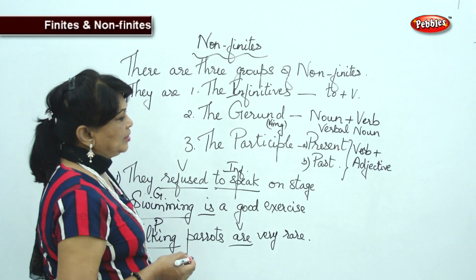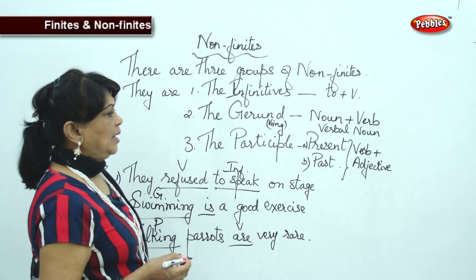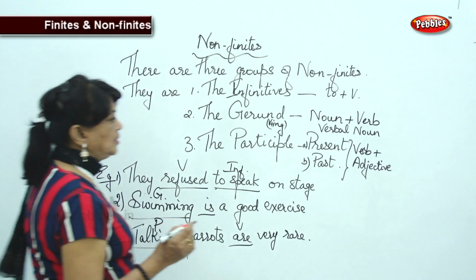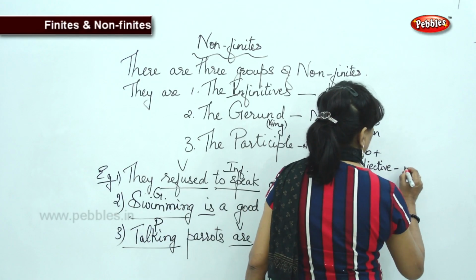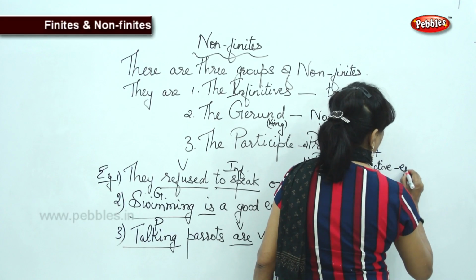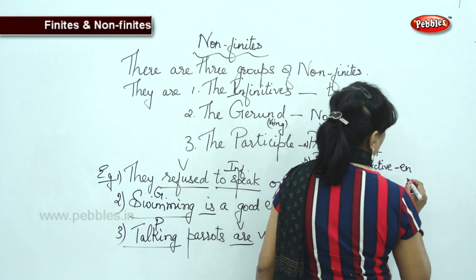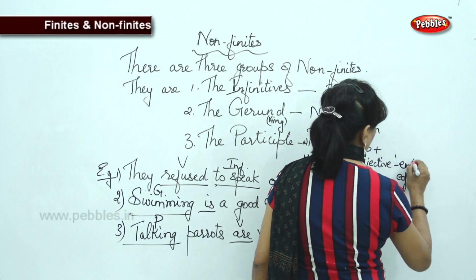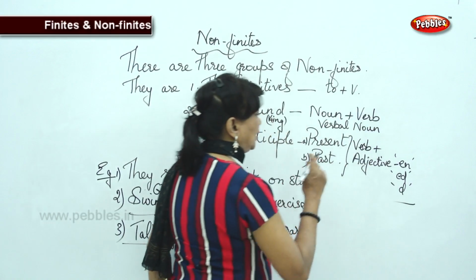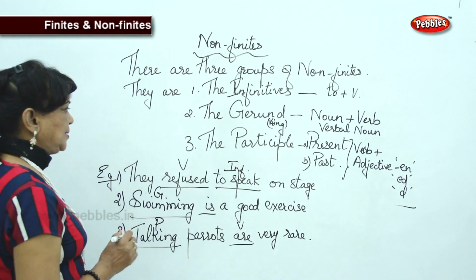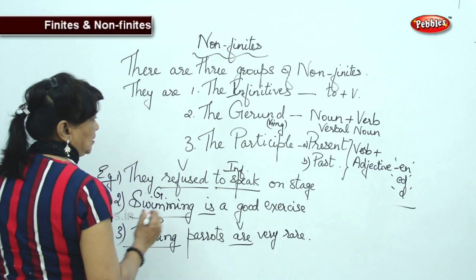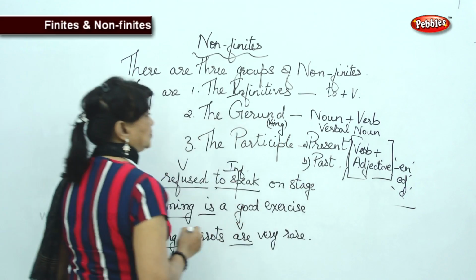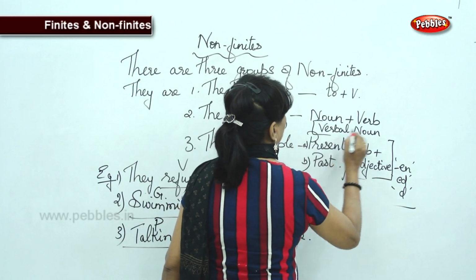In this we have two different participles, and the past participle always comes with "en", broken, or you can say "ed" or "d". Okay, all these are the ones which make it into a past participle. This is a verbal adjective, and that is a verbal noun.